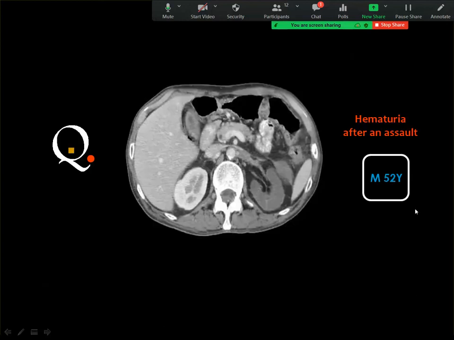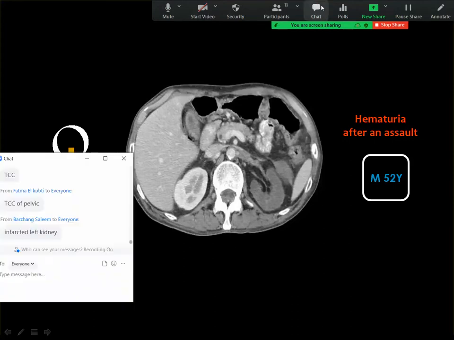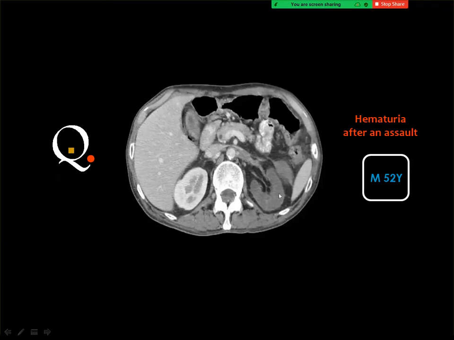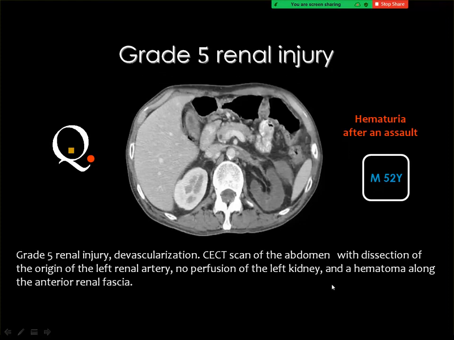Next case is a male patient, 52 years old, presented by hematuria after an assault. Infarcted kidney, yes, and this is avulsion of the renal vascular pedicle. You got excretion of contrast material through the right kidney, but the left kidney is ischemic due to interruption of its blood supply. And this is grade 5 renal injury.